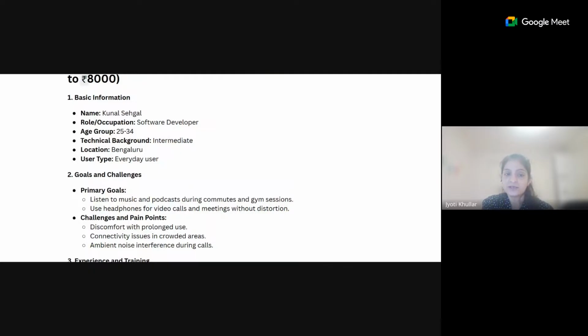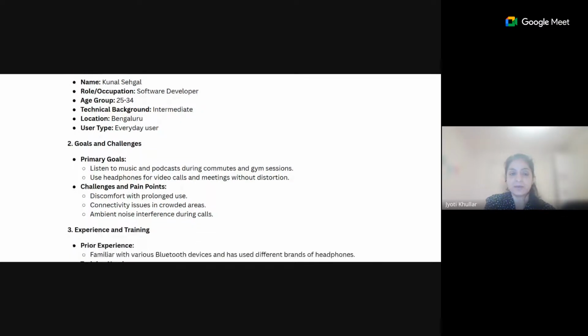Connectivity issues in crowded areas: how to deal with that when there are a lot of Bluetooth devices, how to help him resolve and connect to his device automatically or easily. Ambient noise interference during calls. If he is sitting among other colleagues, or maybe he's working from home, there are kids in the background, there are other noises in the background. He wants noise cancellation and all those things. So that is also one of the challenges and pain points.